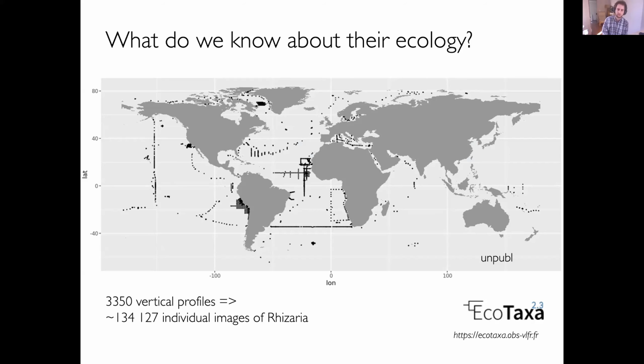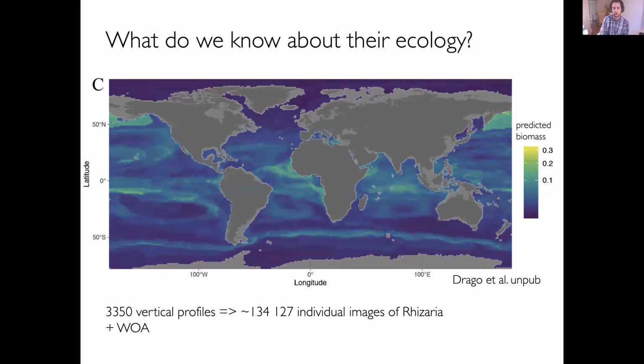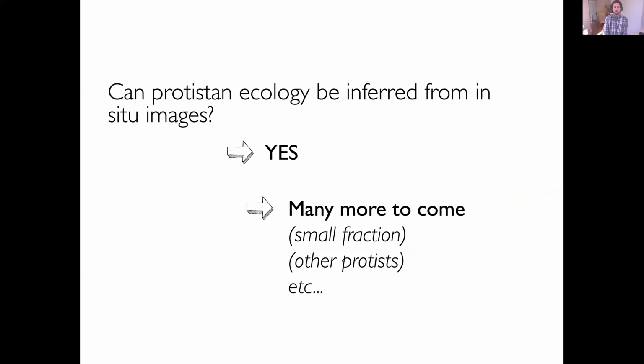And now if we are using more complex models and with indirect environmental variables that are taken from the World Ocean Atlas, we can end up having such maps where you can predict biomass from individual images, which is pretty exciting. So the answer to this question is yes. That's what I said at the beginning.